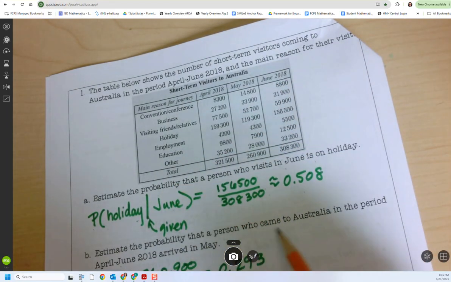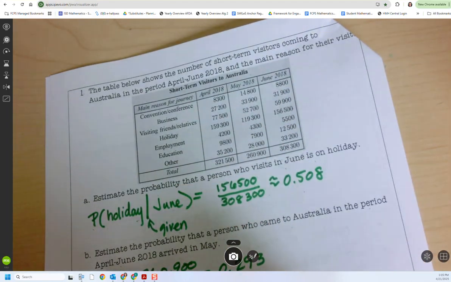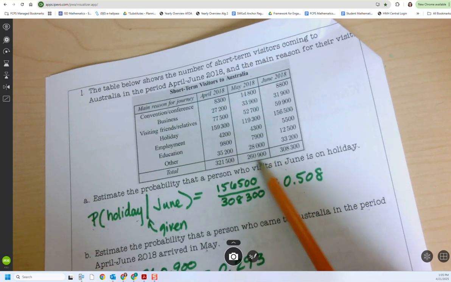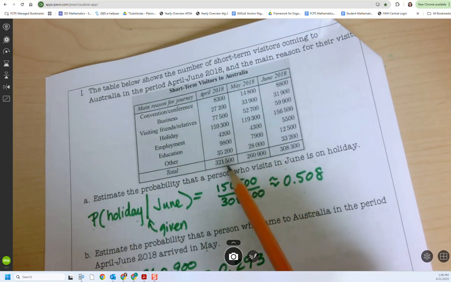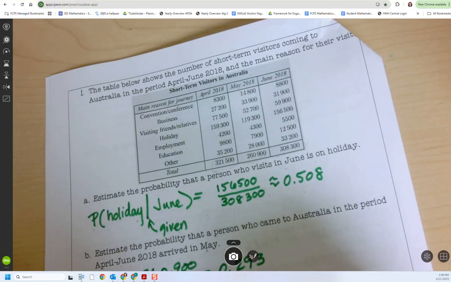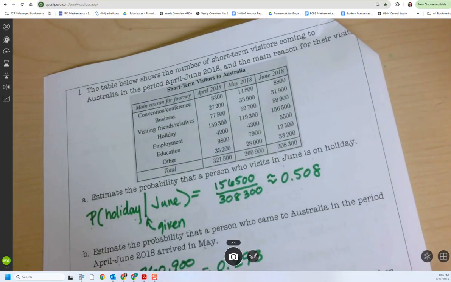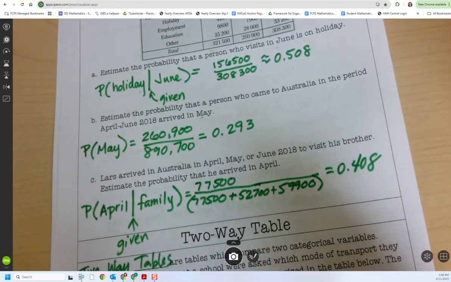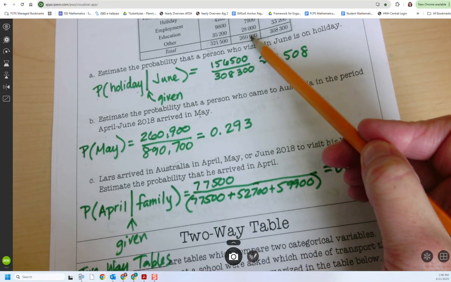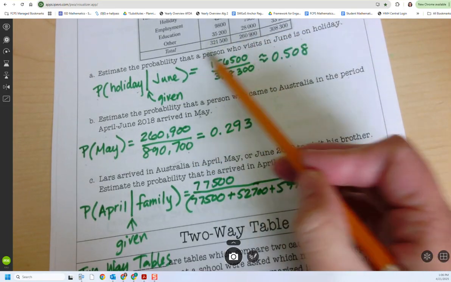Estimate the probability a person who came to Australia in the period April through June arrived in May. So the probability of May is this many people who traveled in May divided by all of the people. So we had to add the totals for each month to get this number. Sorry, that was the number of people who were in May, and then that is the total of all of the people.